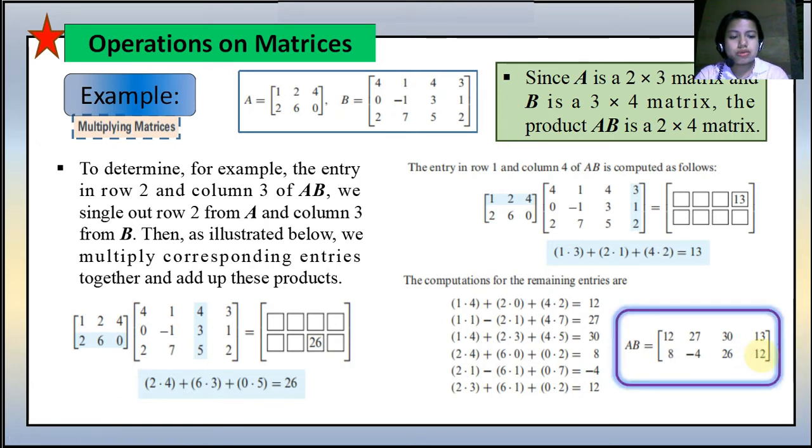So this is now the resulting matrix, the product matrix of matrices A and B. So it is a 2 by 4 matrix.